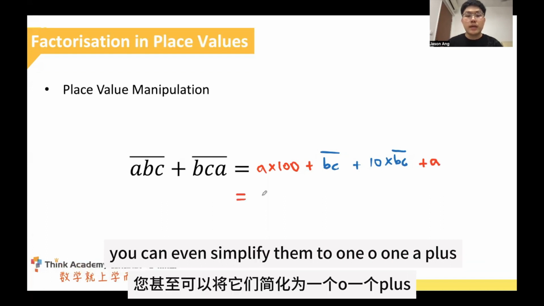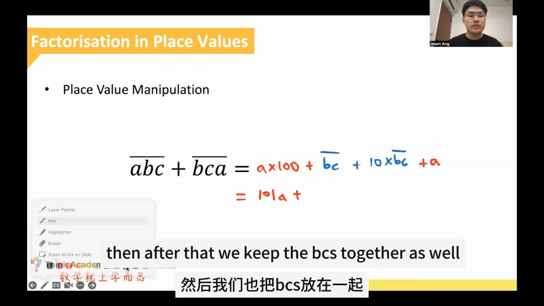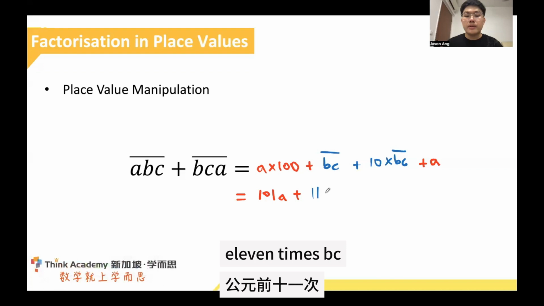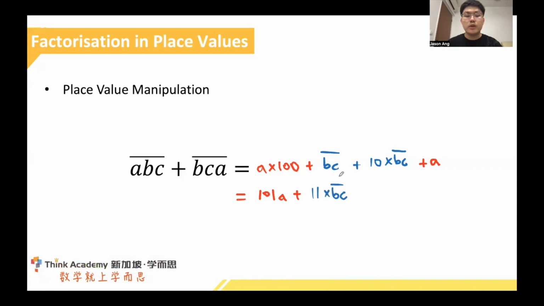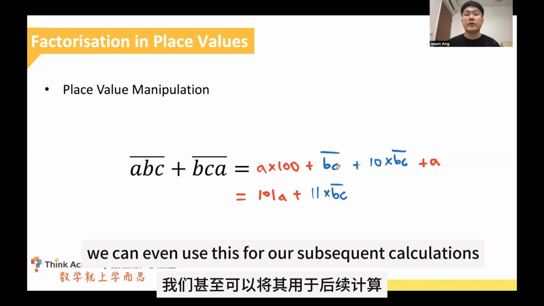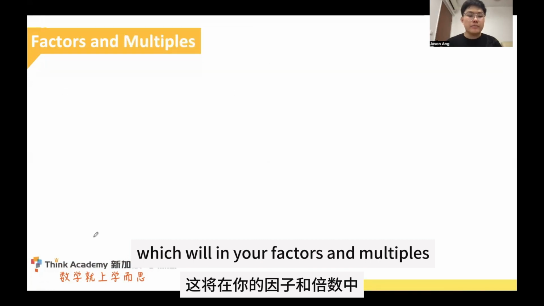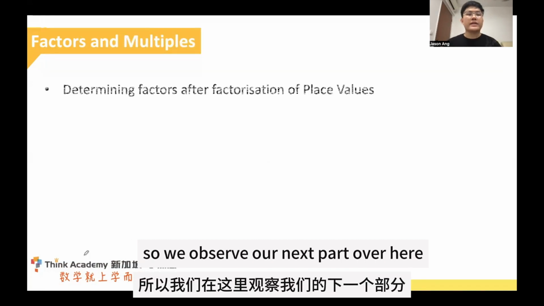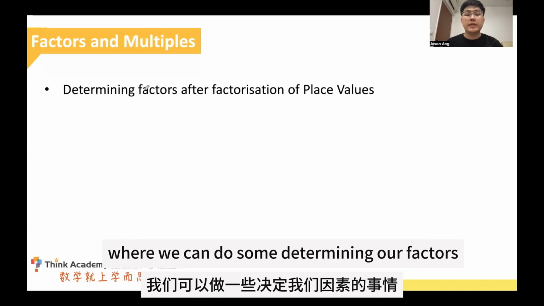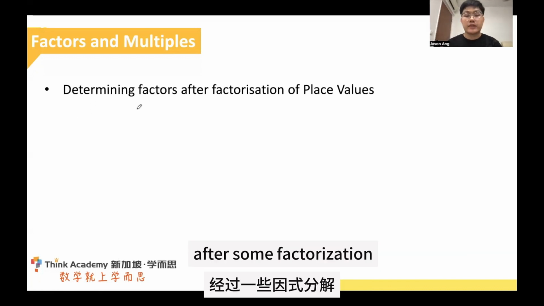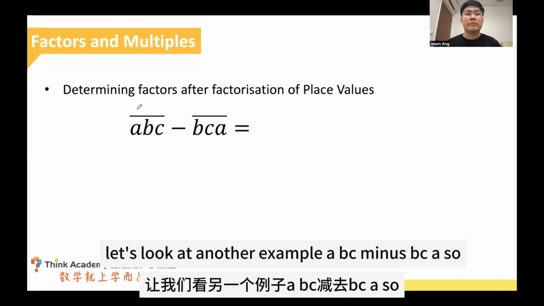Combine them together, you can even simplify them to 101A plus, then after that, we keep the BCs together as well, 11 times BC. We can even use this for our subsequent calculations, which we will in your factors and multiples. So we observe our next part over here, where we can do some determining of factors after some factorization. Let's look at another example. ABC minus BCA.